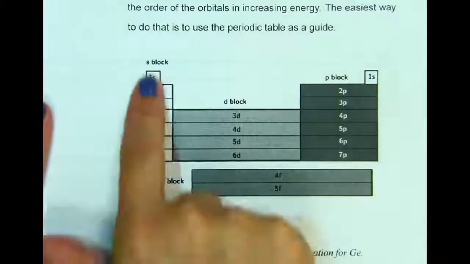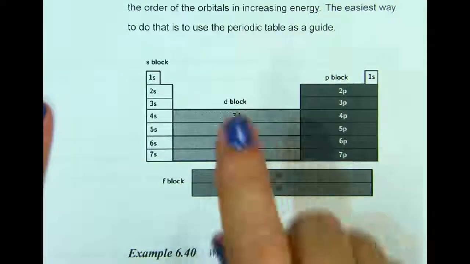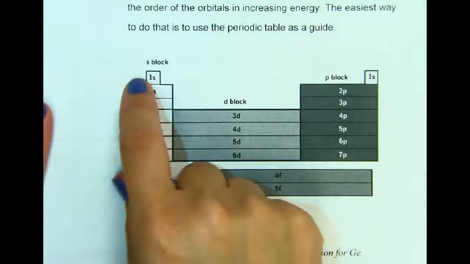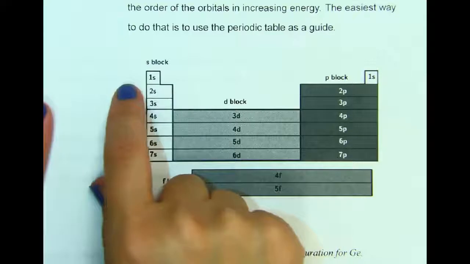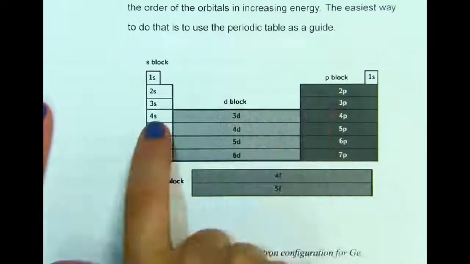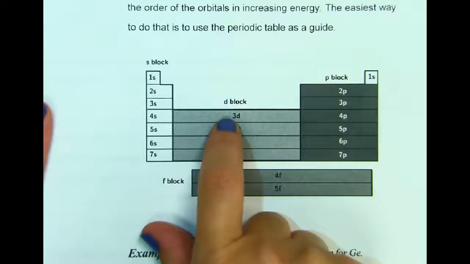So note that you have the S block, D block, P block, and F block. When you have your S and P blocks, the row number equals the energy level. So this is row number 1, this is row number 2, row number 3, row number 4, etc. Notice the D block is the row number minus 1.